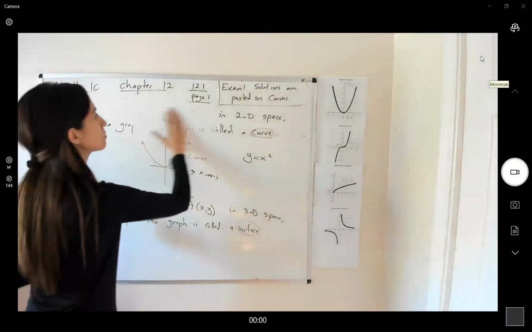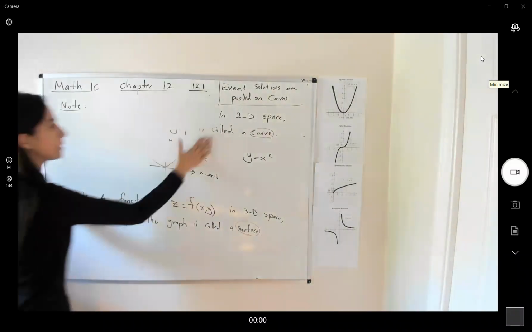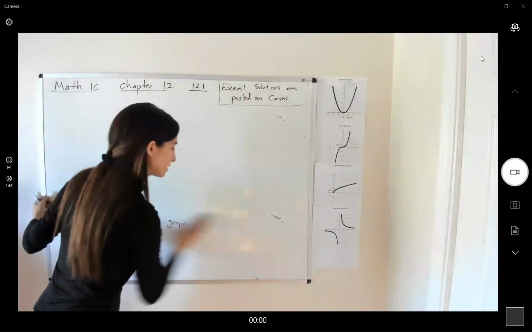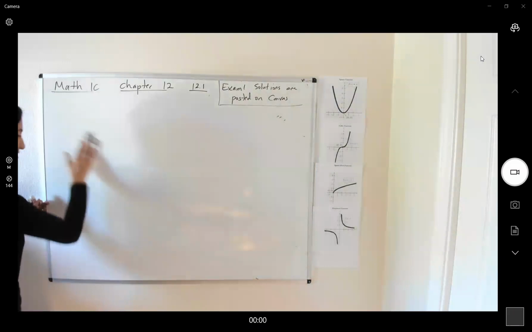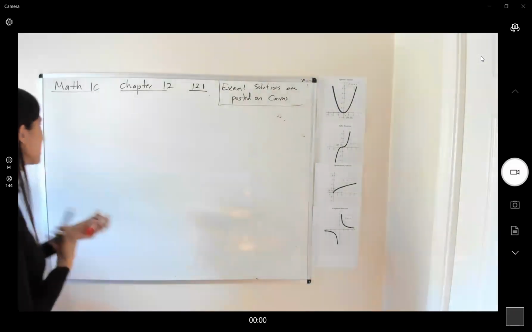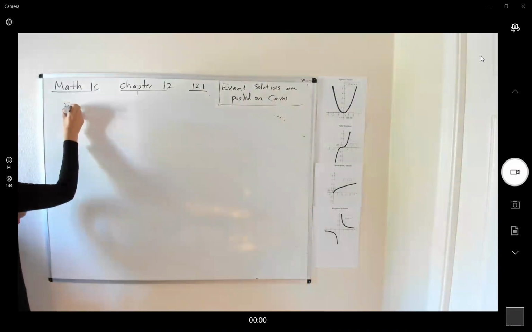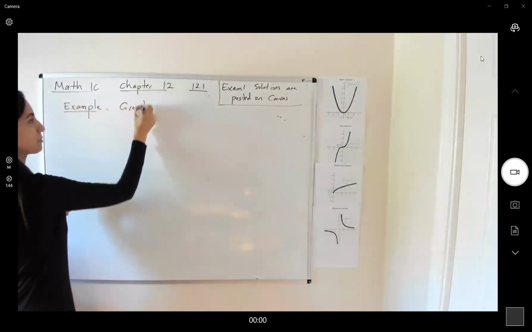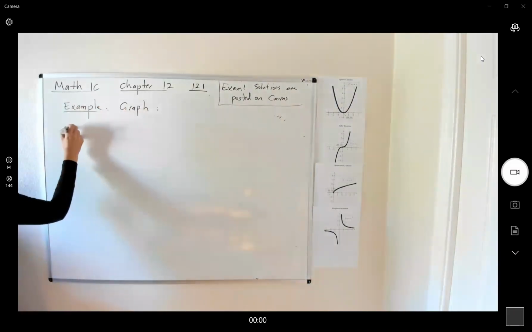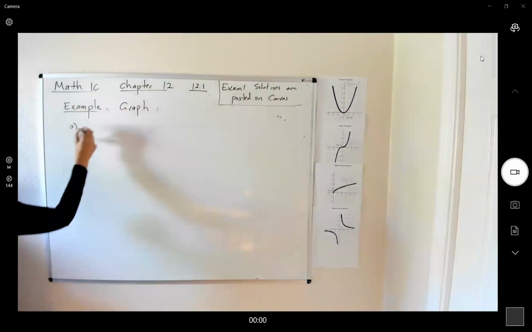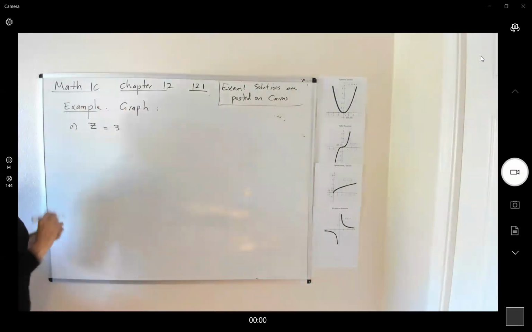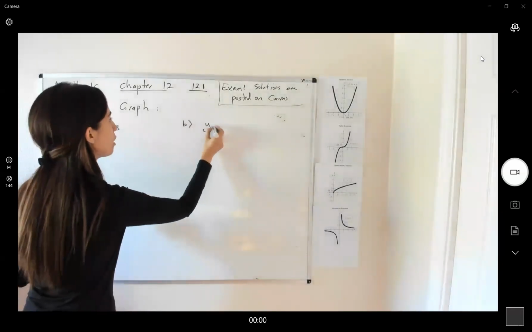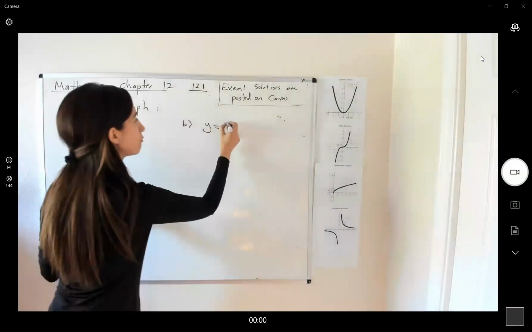Very well. Let us move on to the next page. Let us go over an example, see how to graph objects in three-dimensional space. Some simple examples for you. Graph the following. The first one says, you have z equals 3. The second one says, y is equal to 5.